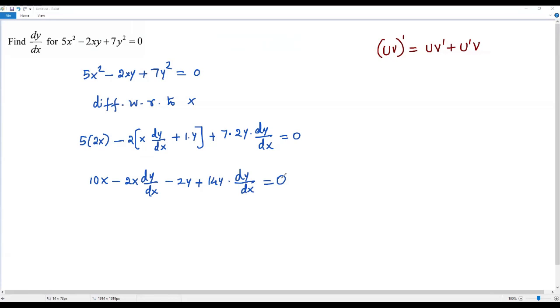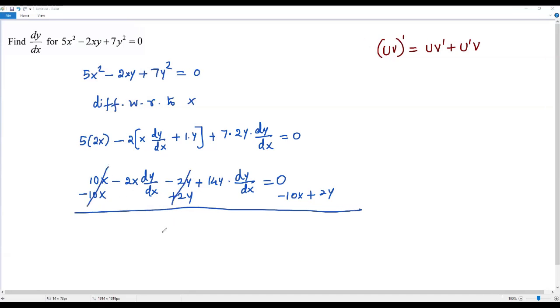Okay, now in the next step we can get rid of the terms which do not contain dy over dx, because we have to solve for dy over dx. So this 10x and this negative 2y do not contain dy over dx. So let's get rid of them. For that I subtract 10x from both sides, and also add 2y to both sides. Let me do it. When I do so, the positive 10x and negative 10x cancel out, and negative 2y and positive 2y cancel out. So these two terms contain dy over dx, and this one has a positive sign.